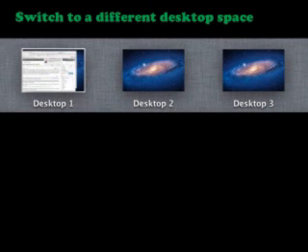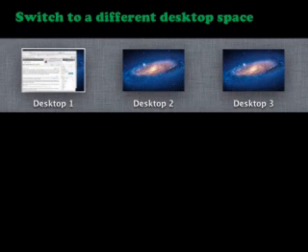First one is you have to select the desired desktop at the top of the screen. That time the selected desktop will appear. Otherwise, we have to hold down the control key, then use the left or right arrow keys. That time also we can switch to different desktop spaces.